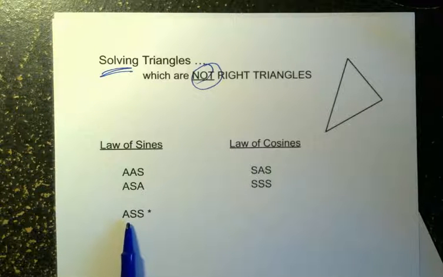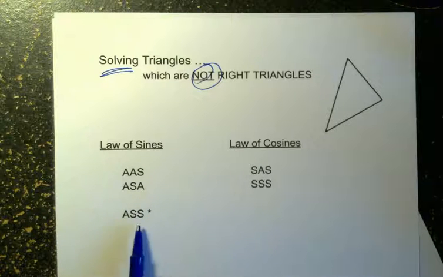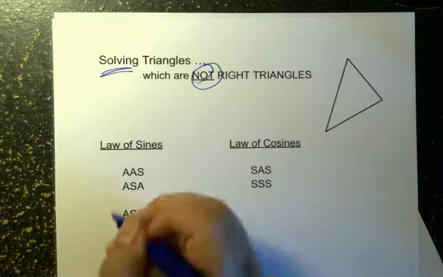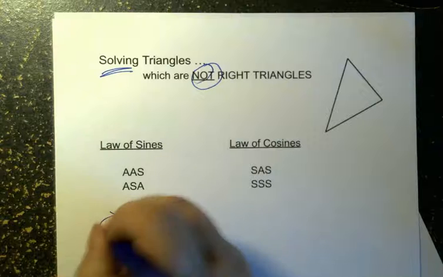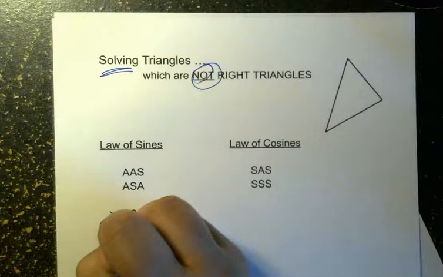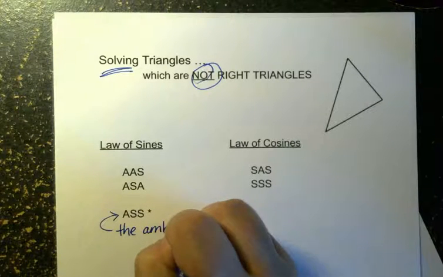Now, you may recall in geometry when we did congruent triangles, we said that ASS was not a congruence postulate or theorem. It was not a reason for saying two triangles are congruent. And that's because ASS is something that we call the ambiguous case. And what that means is this.